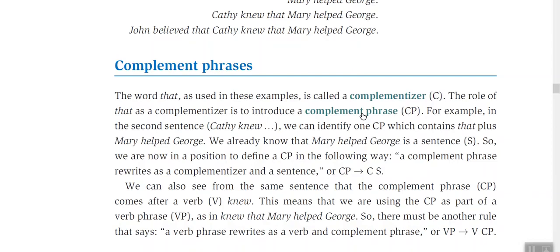It completes, from its name, it completes. The role of that as a complementizer is to introduce a complement phrase. What is the role of that? To introduce a complement phrase, which is CP. CP is a complement phrase. For example, in the second sentence, Kathy knew, we can identify one CP, which contains that plus Mary helped George.